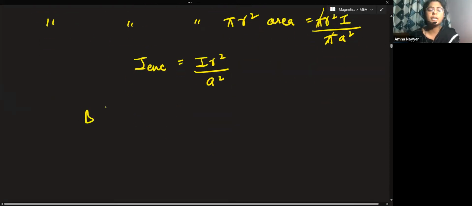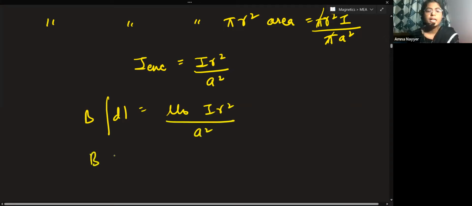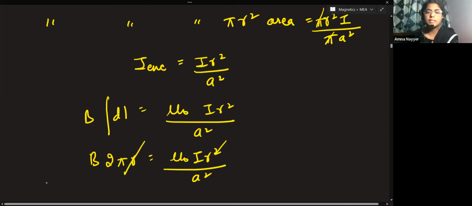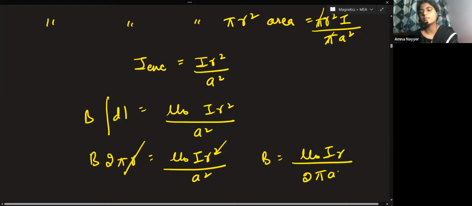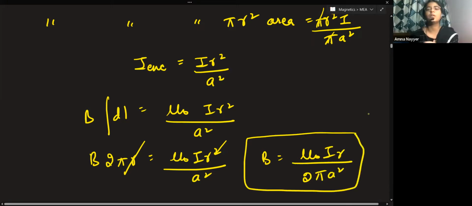How to perform it? So B will be there, integral of dl will be left, mu naught, and instead of I enclosed we'll write I r square divided by a square. Integration of B dot dl becomes 2 pi r because it's a circular loop. Circle we have considered as the Amperian loop. So it is mu naught I r square divided by a square. One r got cancelled, and how much is left? B is equal to mu naught I r divided by 2 pi a square. This much is right now left. So this is when interior of the cylindrical wire.